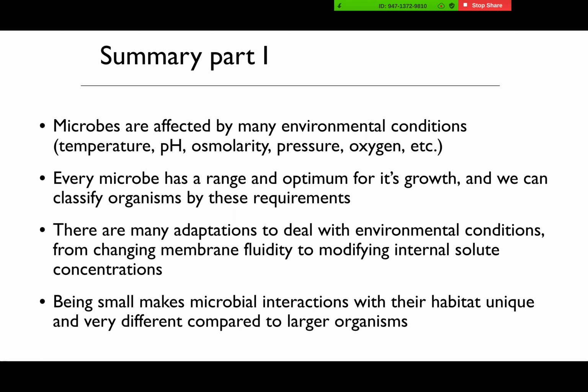Every microbe has a range of its optimum growth, and we can classify organisms by this, right? We can classify a microorganism as a hyperthermophile if it likes really high temperatures. But for microbes to live in any number of environments, they have a series of adaptations to deal with these conditions, which include changing membrane fluidity and modifying their internal solute concentrations. And while being small makes things difficult for microbes, it does give them some advantages for the diffusion and uptake of nutrients from the environment. So it's kind of a double-edged sword being small with microbes. It's either good or it's bad. It just depends on who you're asking.